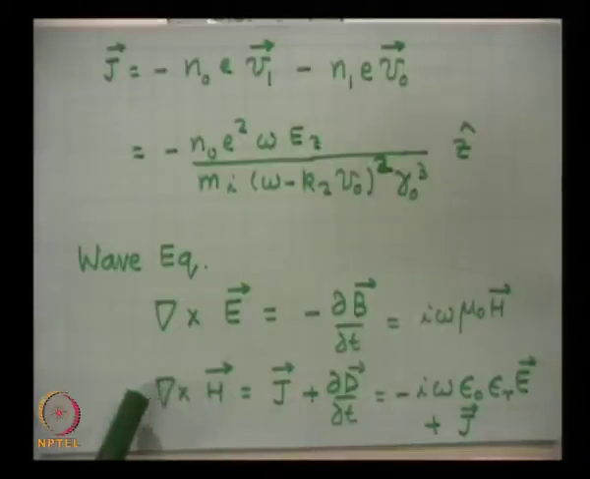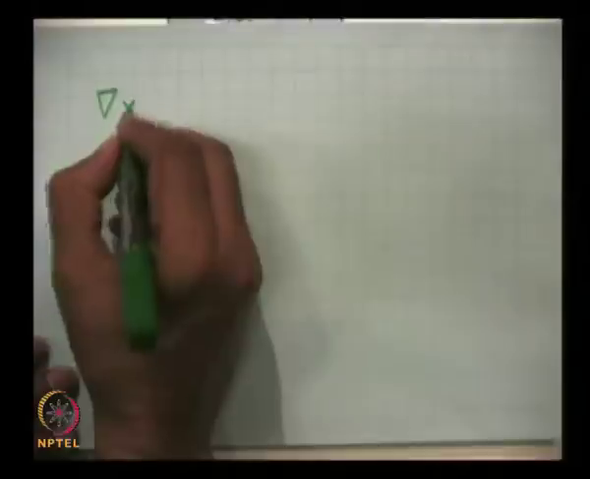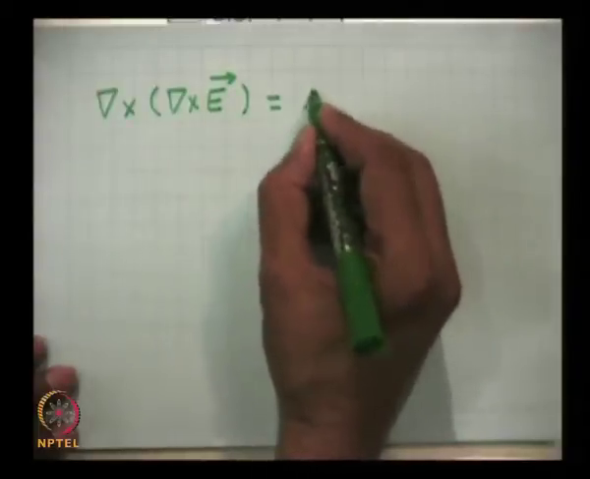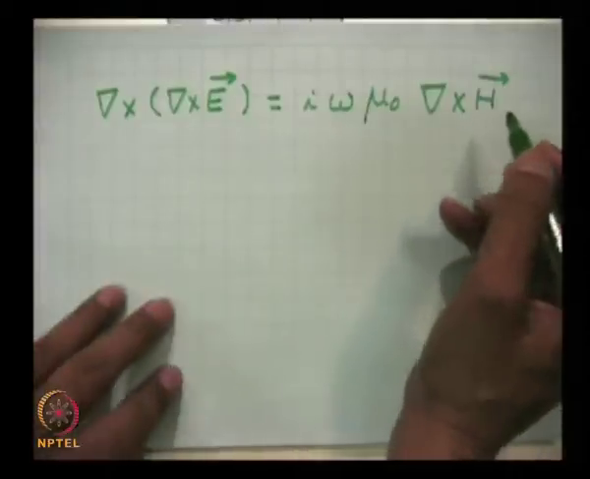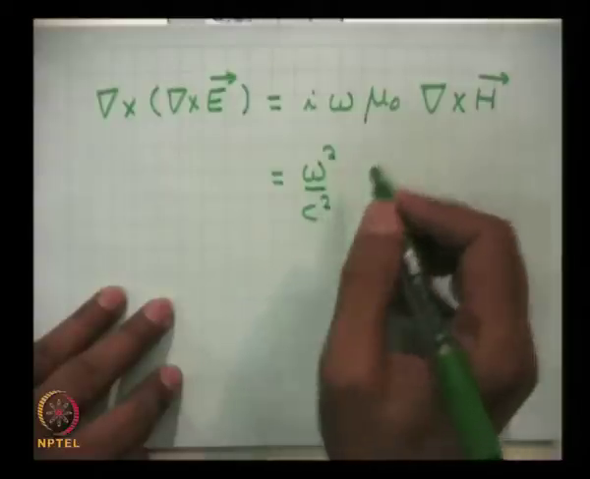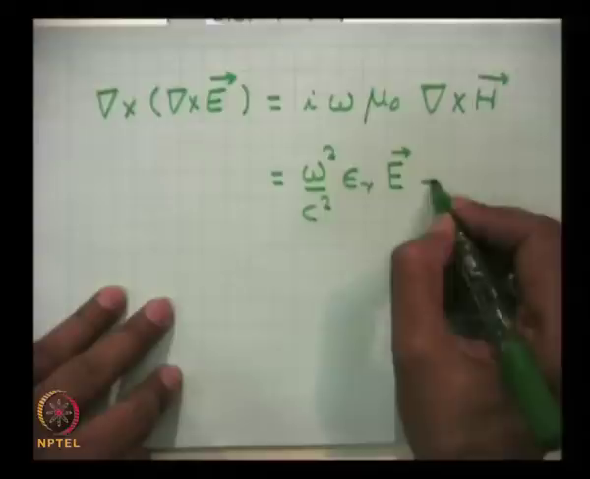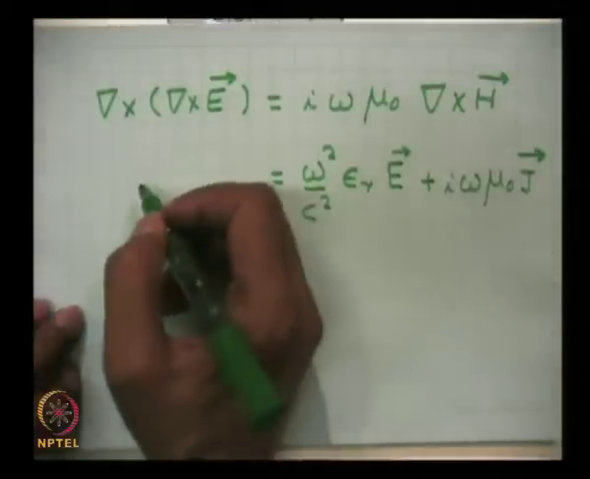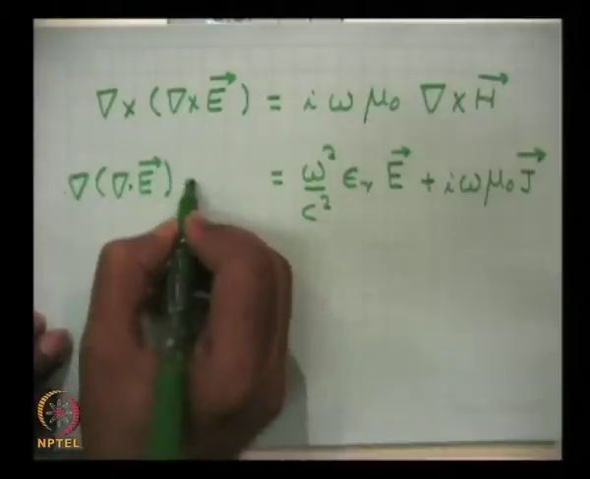These two equations can be combined into one if I take curl of the first equation, and the result is curl curl of E is equal to i omega mu 0 curl of H. Use the value of curl of H from the second equation, it becomes omega square by c square epsilon r into E, and plus i omega mu 0 into J. This can be expanded as gradient of divergence of E minus del square of E.